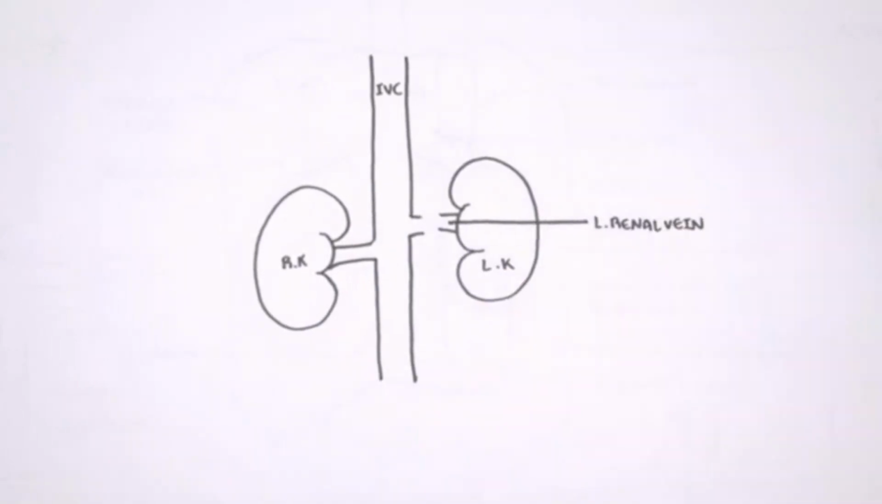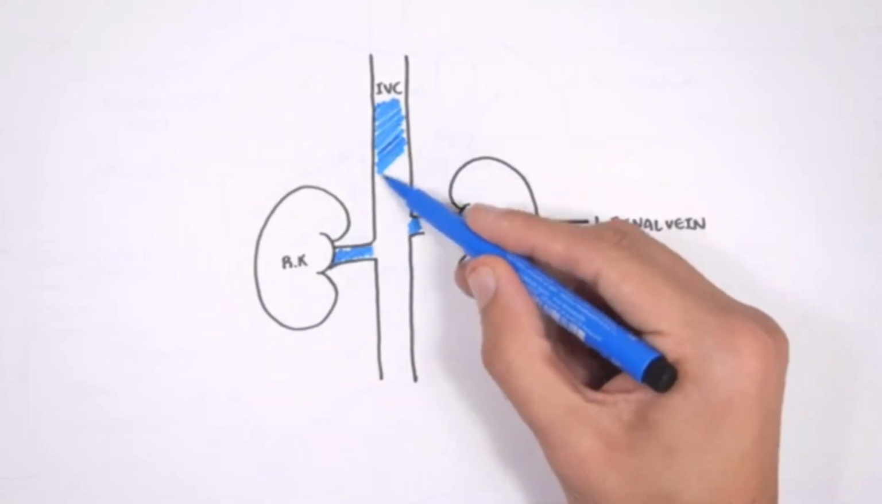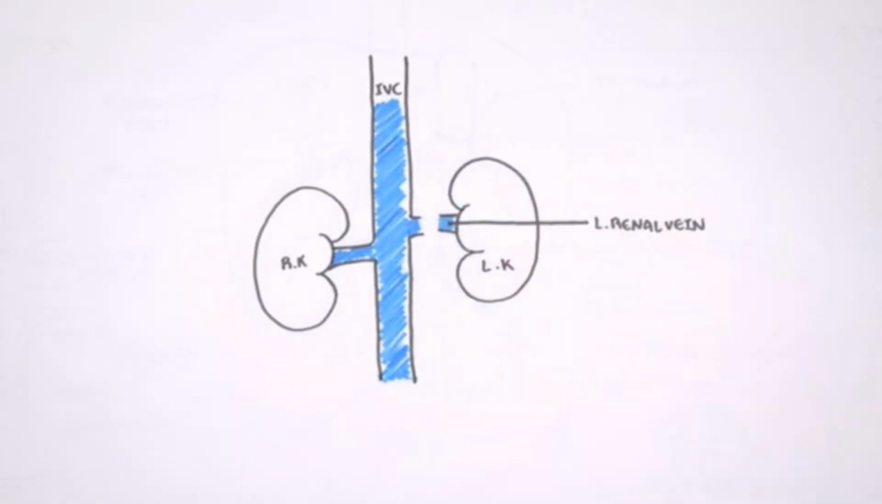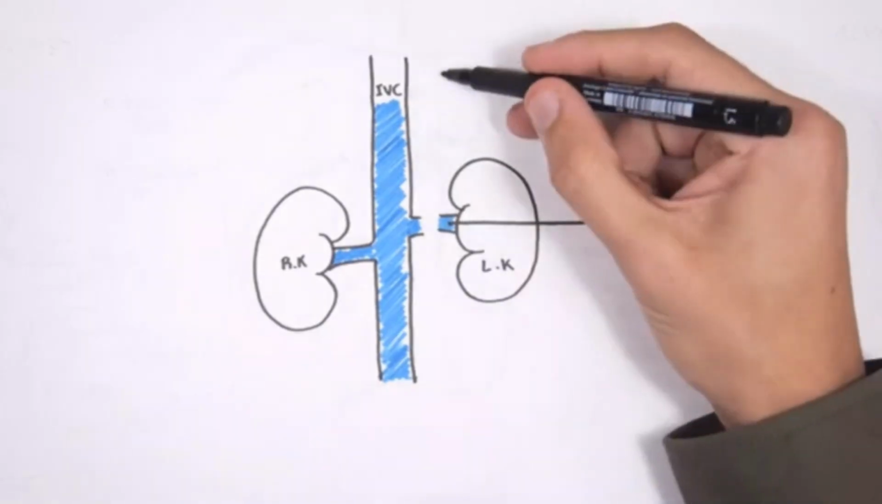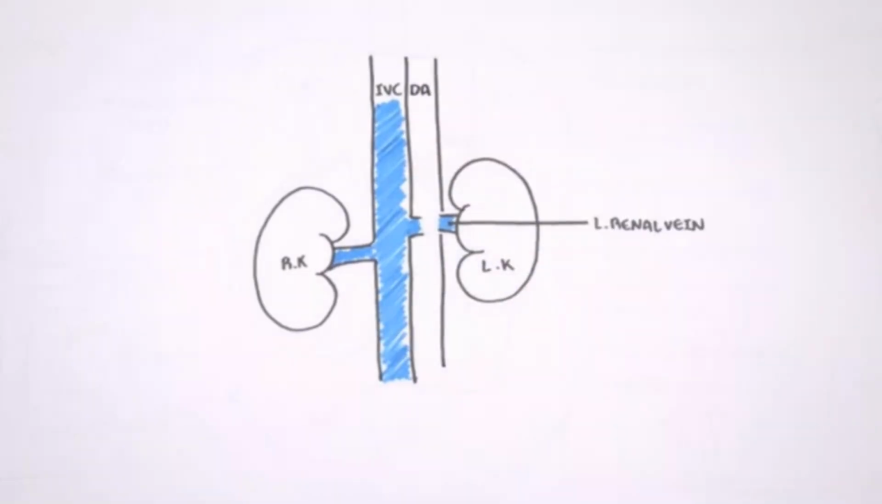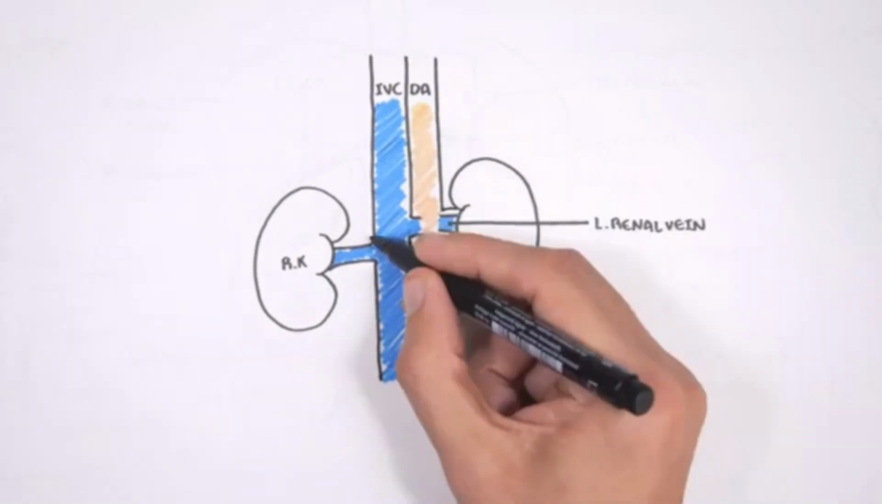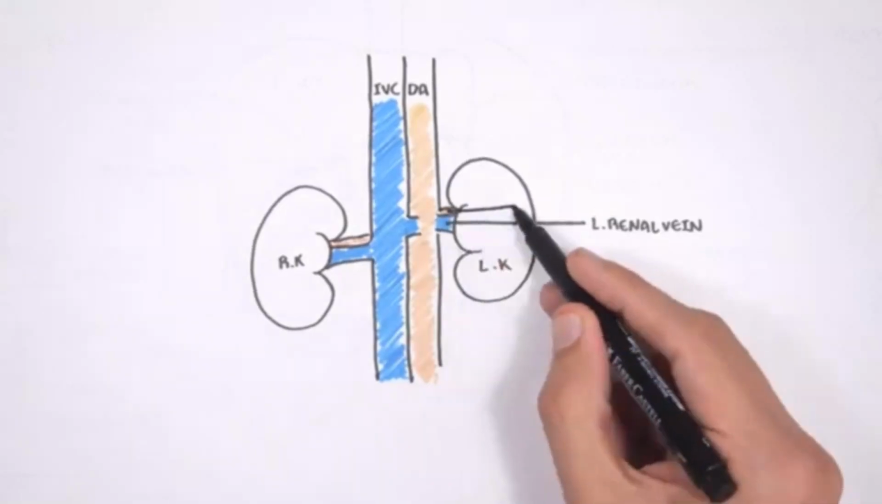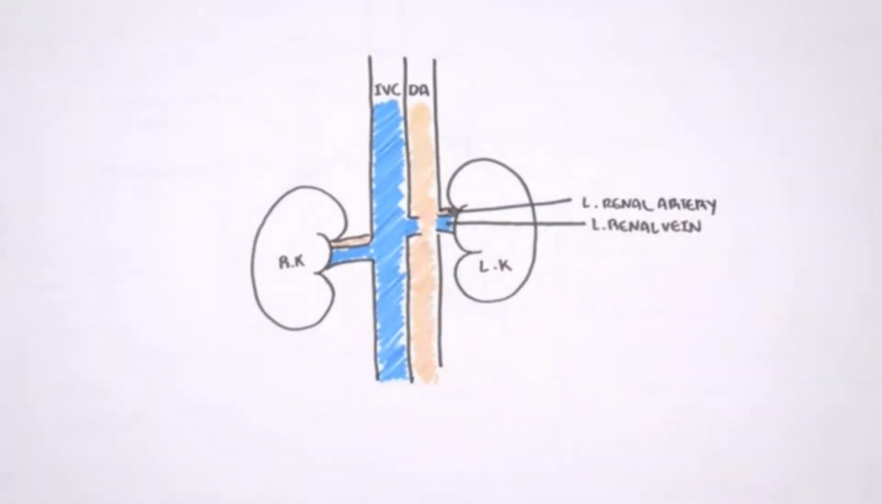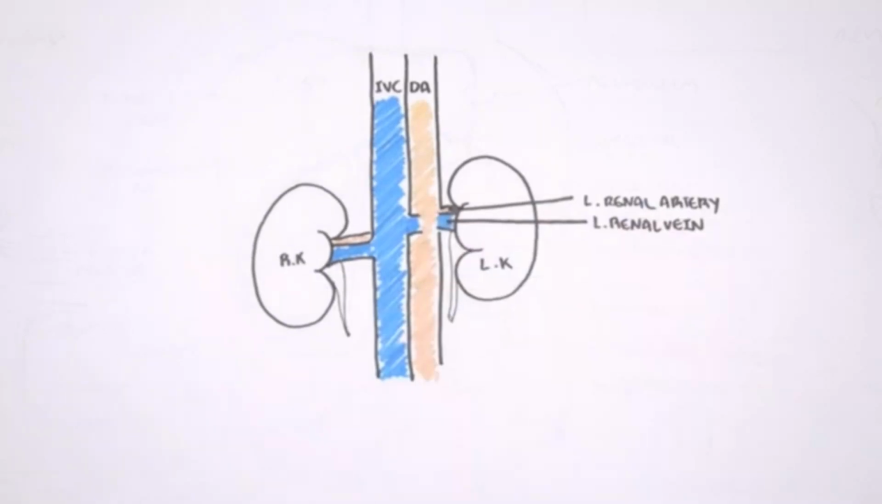If we're looking at this front on, in the very front here you have the renal veins draining into the inferior vena cava. The right and left renal veins drain into the inferior vena cava. Behind the inferior vena cava, you have the descending aorta. The descending aorta has the branches called the renal arteries. Here is the left renal artery. The renal arteries sit behind the renal veins, and then behind the renal artery you have the ureter.